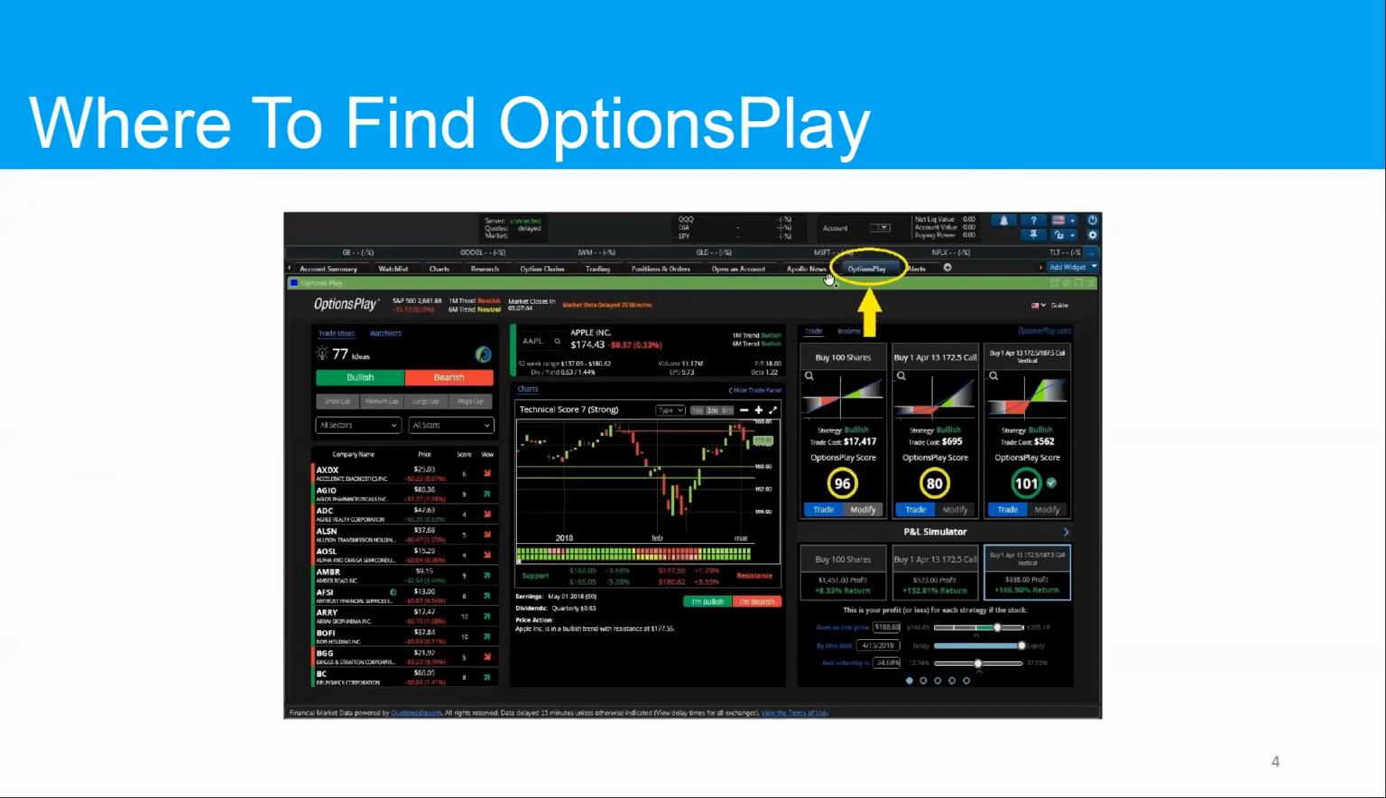Before I hand it off, I want to share where you can find OptionsPlay in your trading platform. You have your tabs across the top, and one of them should read OptionsPlay. If you do not see the OptionsPlay tab, please contact your broker's customer support team, and they'll be able to help address your issue.